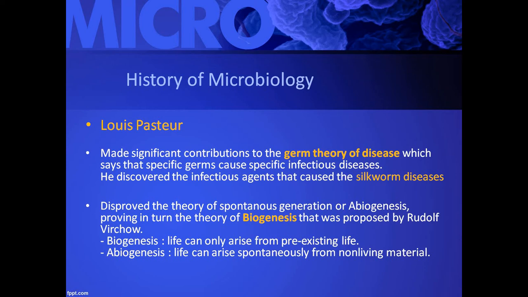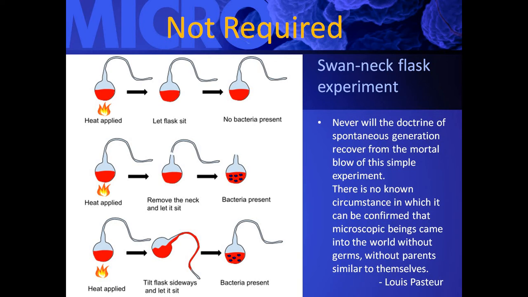He disproved the theory of spontaneous generation, or abiogenesis, proving in turn the theory of biogenesis that was proposed by Rudolf Virchow. There was a theory that said life can arise spontaneously from non-living material. This theory is called abiogenesis, or spontaneous generation, النشوء التلقائي, and he discarded it. How did he do that? Well, he did a simple experiment using a swan neck flask, قارورة عنق البطة. He put a liquid inside this type of flask. The liquid is heated, and the heat should theoretically kill any microbes. When he observed the liquid afterward, after heating it, no bacteria was present.